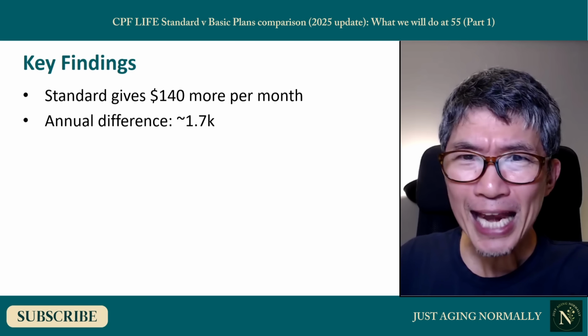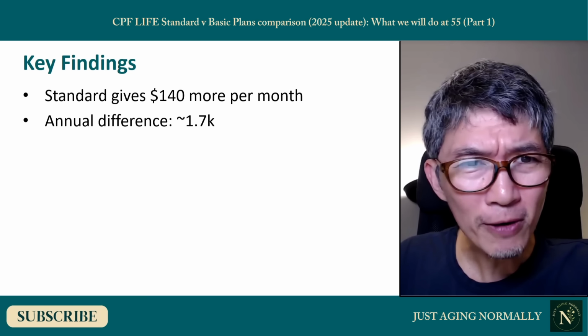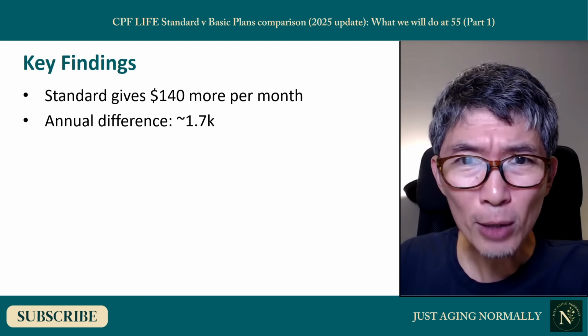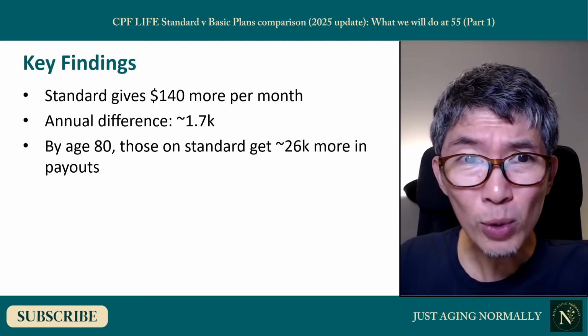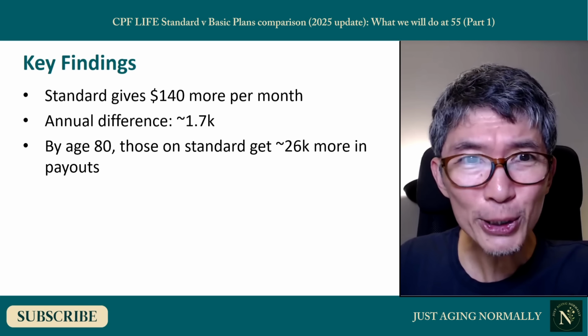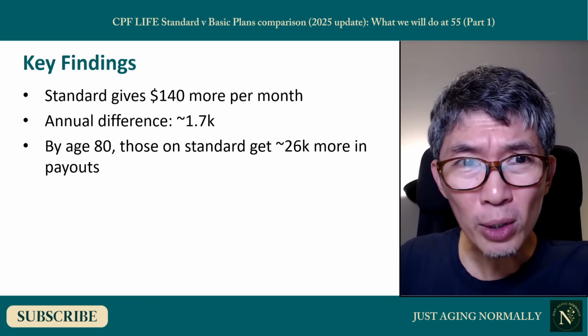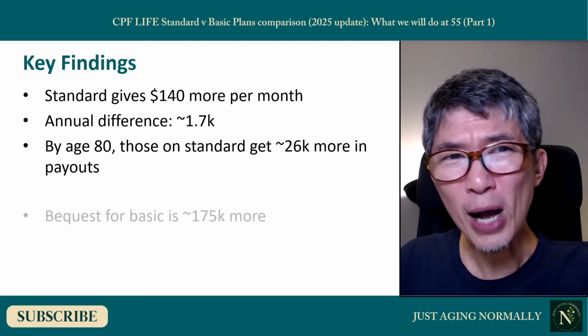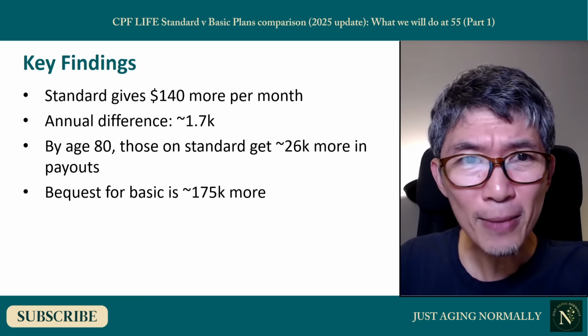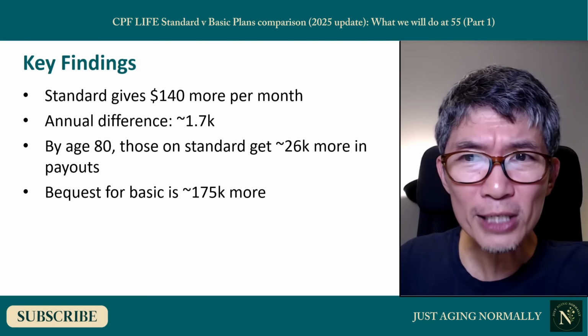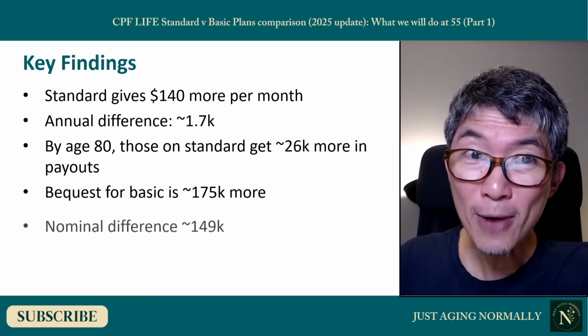Number two, at age 80, the point of maximum difference in bequest amount, those on the standard plan would have received almost 26k more than those on basic. So even though the bequest for basic is about 175k more, the nominal difference between the two plans is about 149k.